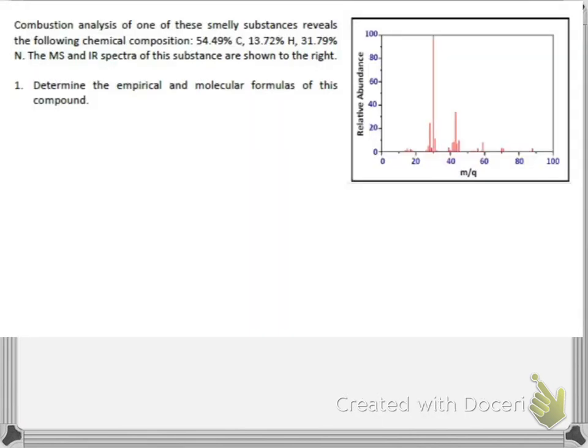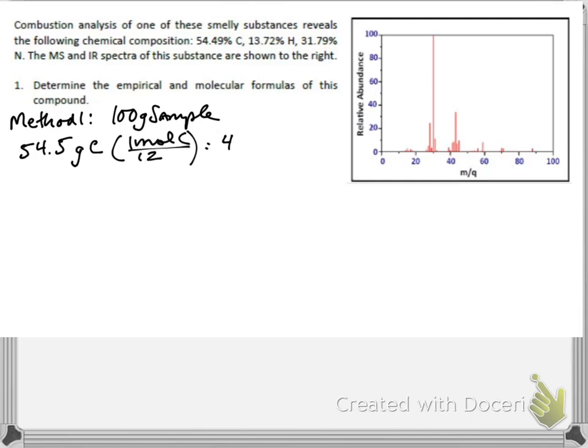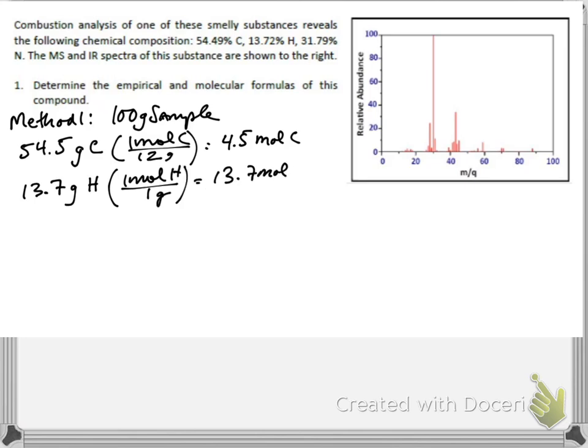So here we have another mass spectrum and percents. So in method 1, 100 gram sample. That allows us to convert to moles of carbon. And then we do the same thing for hydrogen, get moles of hydrogen. Same thing for nitrogen, moles of nitrogen. All right, so now we're going to divide by the lowest number of moles, which gives us integers.